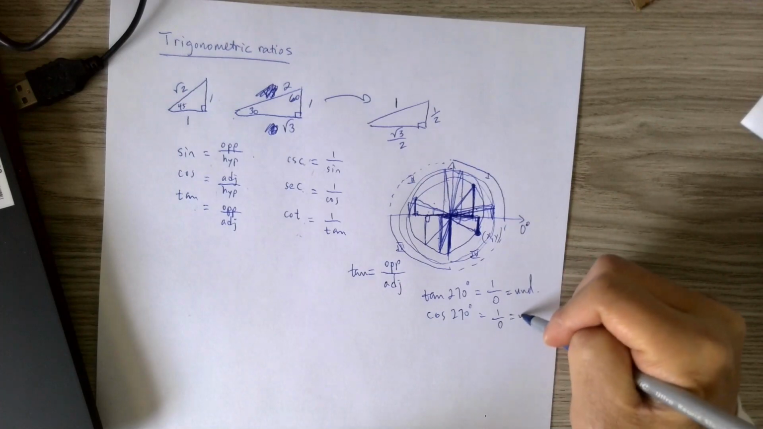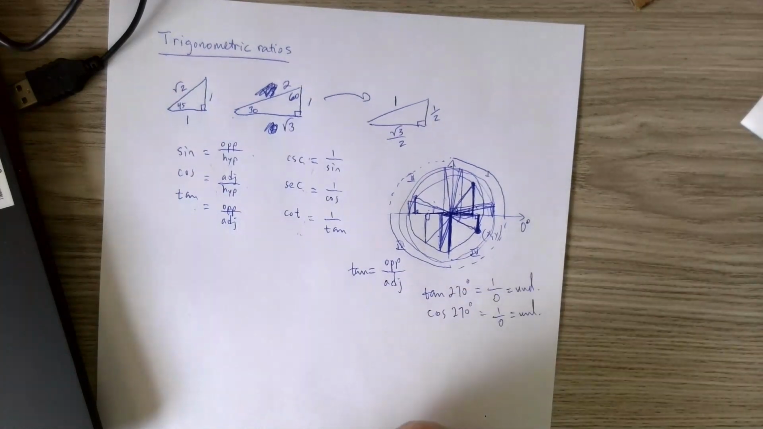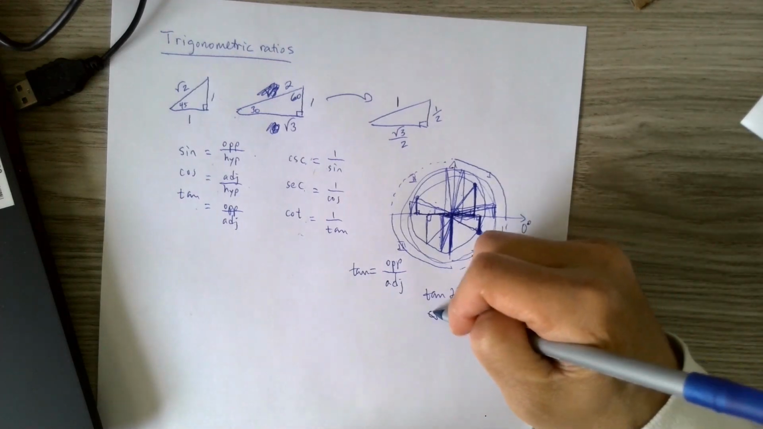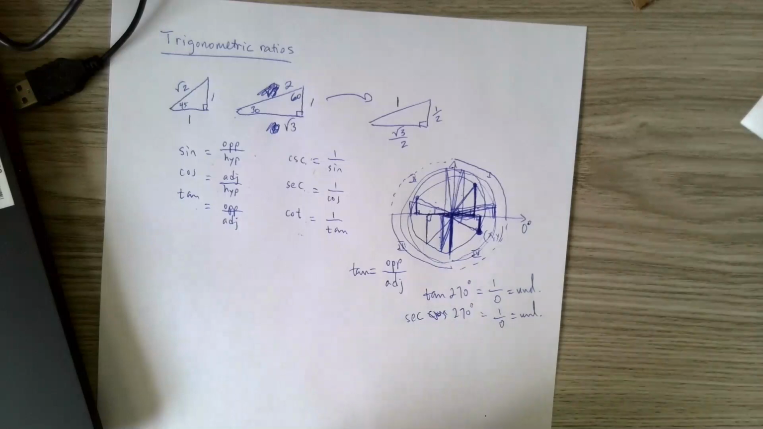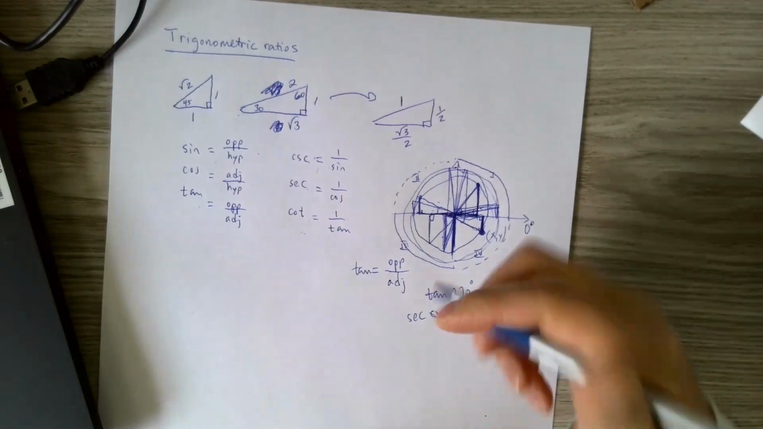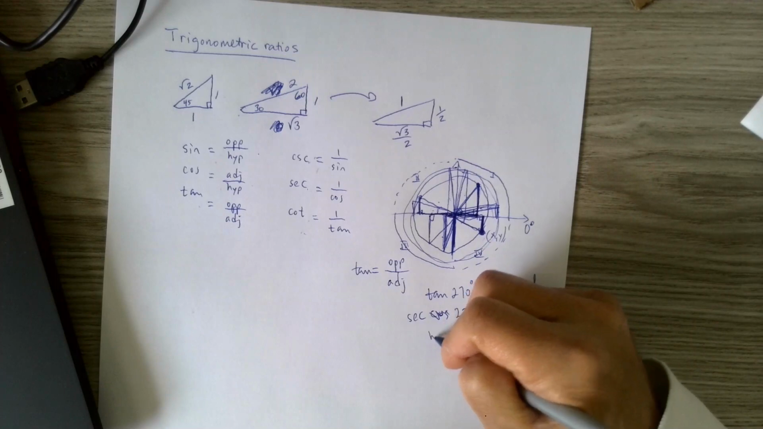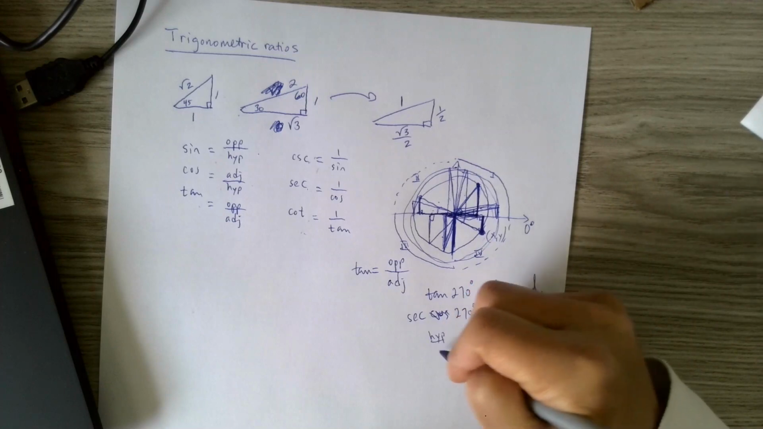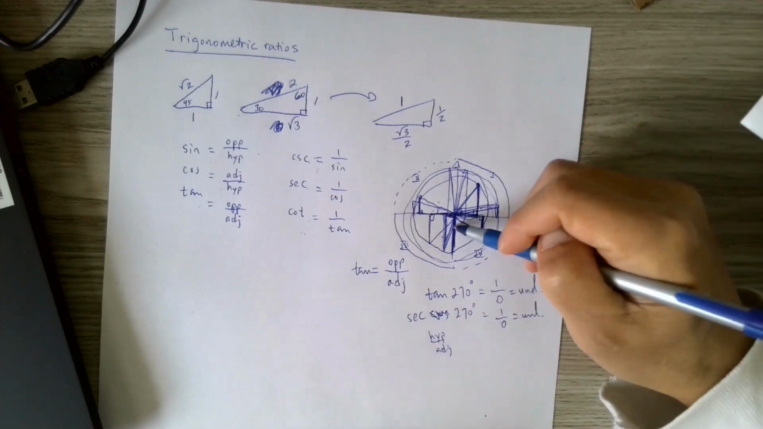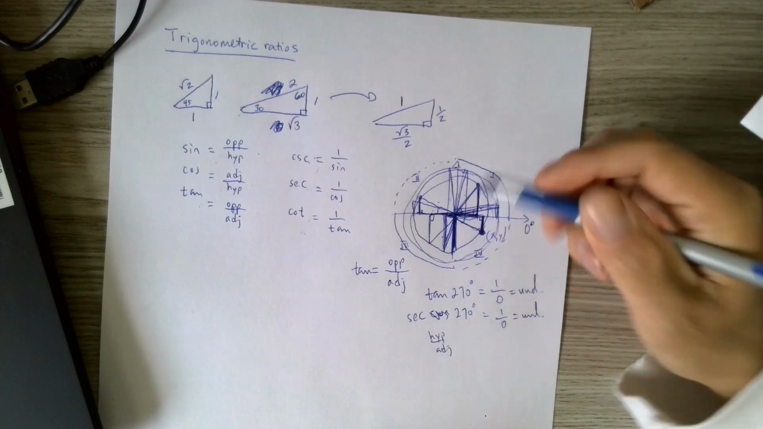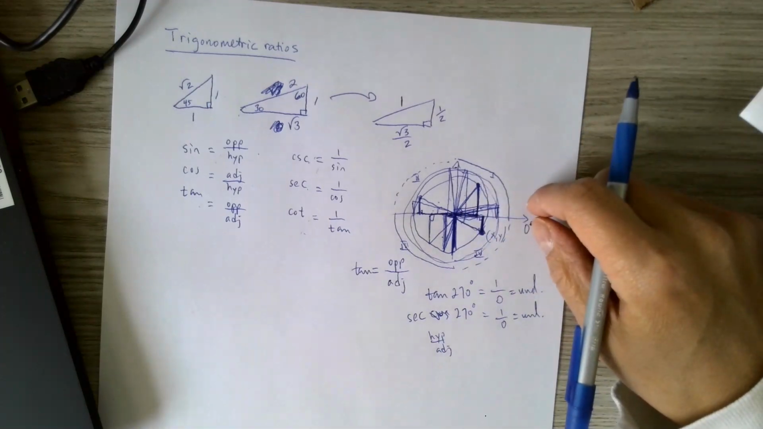Undefined, because cosine is adjacent, or secant, sorry. Secant of 270 would give you undefined, because secant of 270 would be 1 over cosine, which is hypotenuse over adjacent. And when you're straight down, the adjacent side has disappeared.